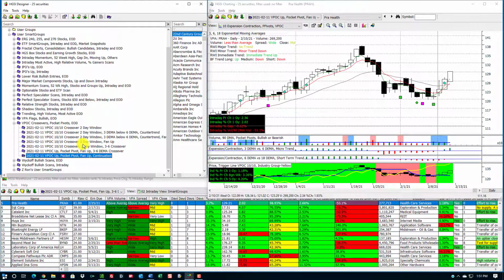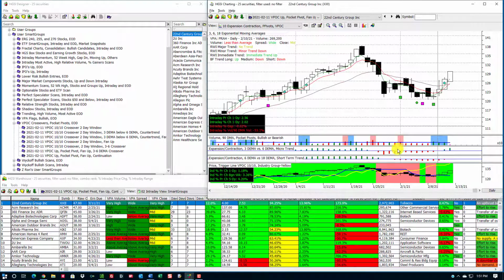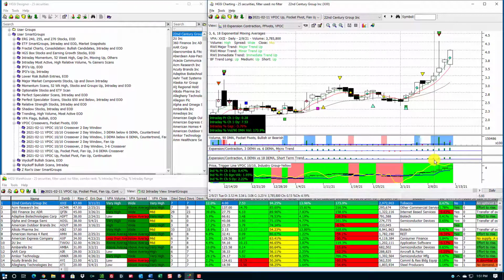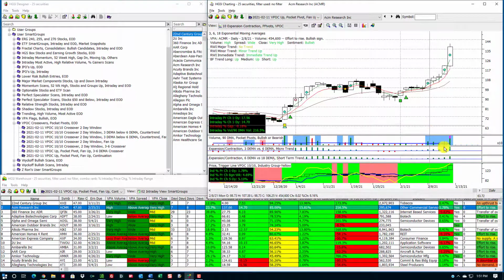This is another scan. It's a continuation scan. And what this does is it looks for stocks that are continuing to move, and there's really no requirement on the number of days for either the crossover of the 3 and the 6 or the VPOC. It just means that there has to be a pocket pivot in here. And you can see that there's a lot of blue here as this stock has continued higher. Let's go down the list a little bit.